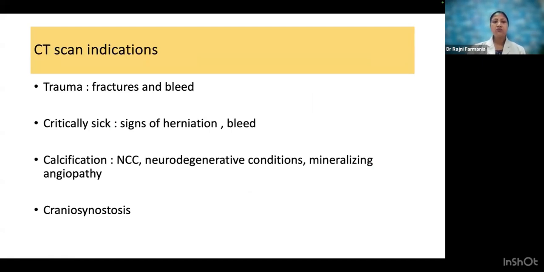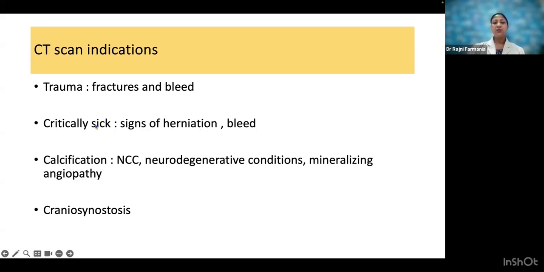Indications: we all know that trauma is the most important indication, and in the critically sick, we do a CT scan as an emergent procedure. In trauma, fractures and bleed are the two things we want to see. In sickness, we want to see herniation and bleed.